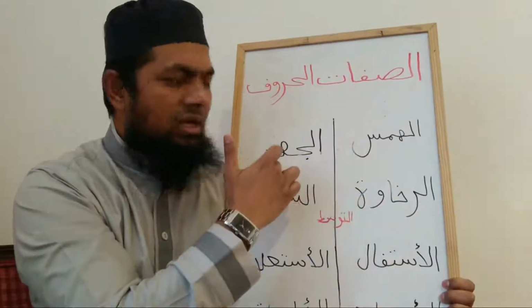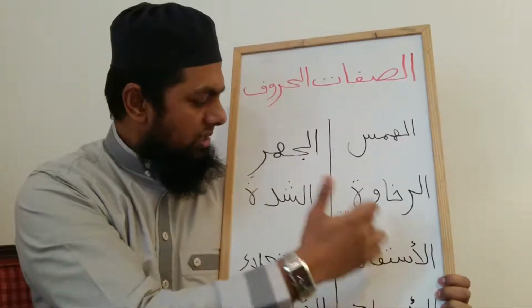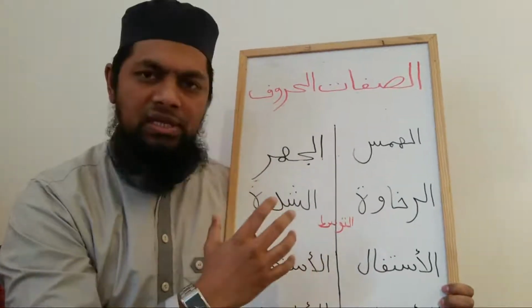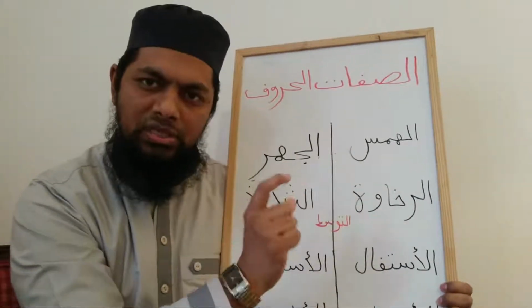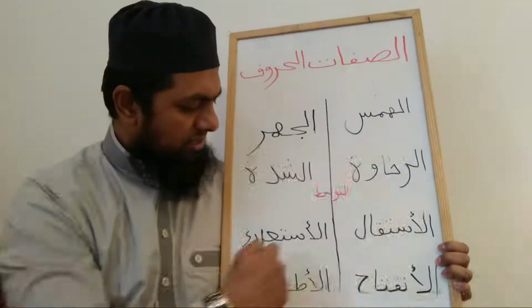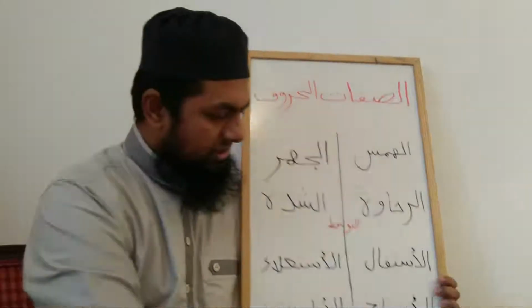Al-hams's opposite is al-jahr, and then al-rikhawa's opposite is al-shidda. Al-shidda is al-shidda and al-rikhawa is in between. The other quality is called التوسط, and then we have الاستفال, الاستعلاء, الانفتاح, and الإطباق.